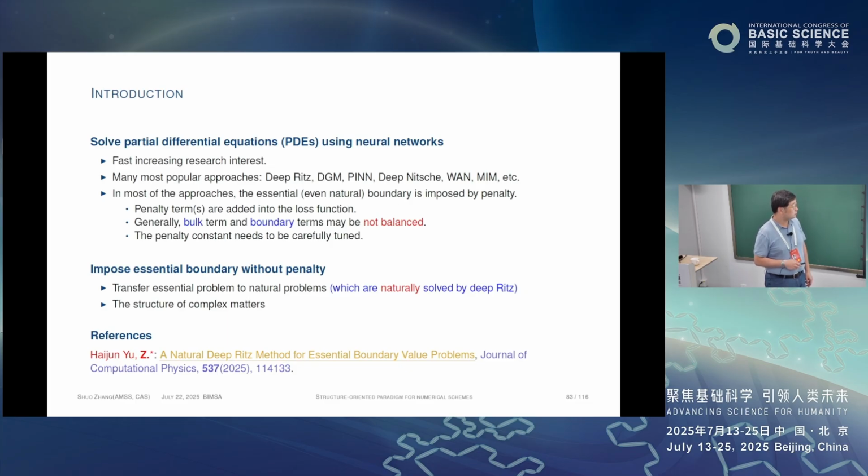So we will consider how to impose essential boundary conditions without penalty. This is the motivation. Our method is to transfer essential problems to natural problems, I mean problems with natural boundary conditions. These problems can be solved naturally by deep Ritz. This is the key issue. How to do that?